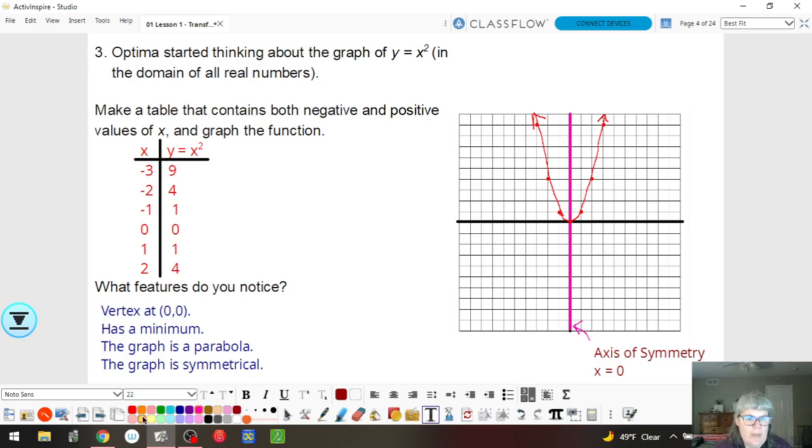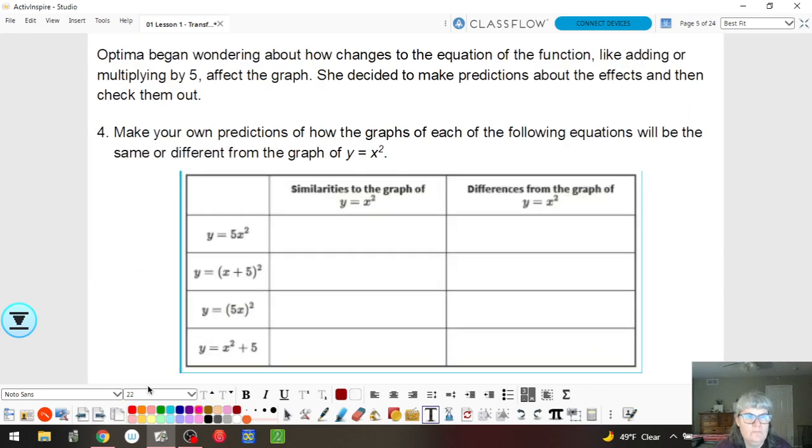So now let's practice some things. Optima began wondering about how changes to the equation of the function, like adding or multiplying by 5, affect the graph. She decided to make predictions about the effects and then check them out. Make your own predictions of how the graphs of each of the following equations will be the same or different from the graph of y equals x squared. And you can pause the video at this time if you want to take some time and write down your own predictions.